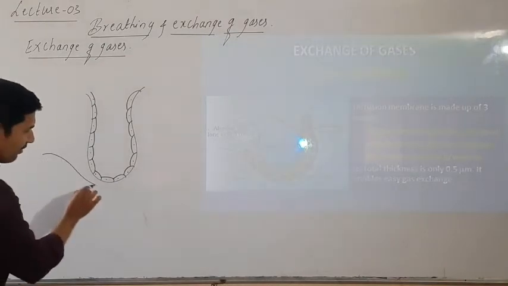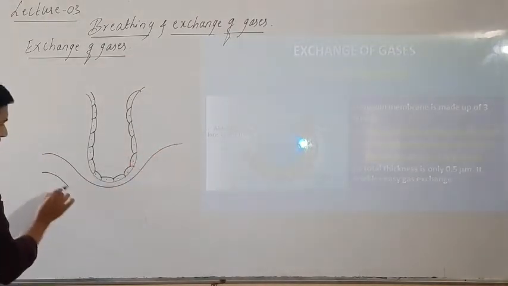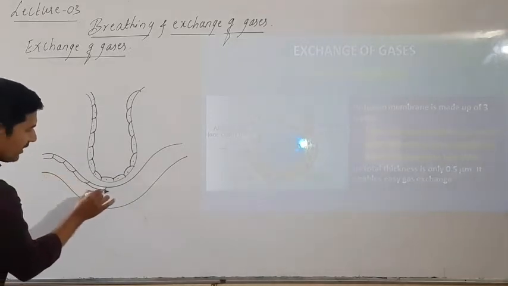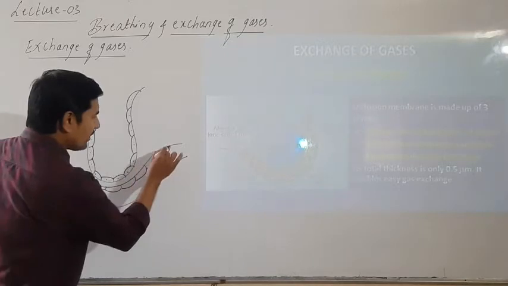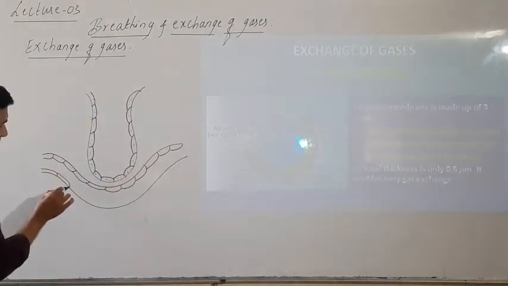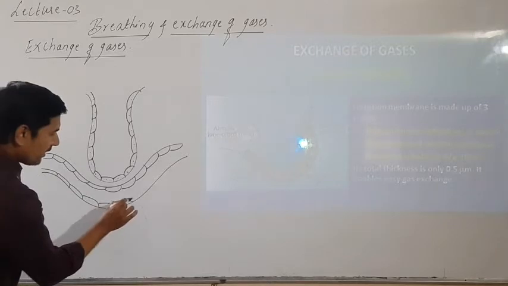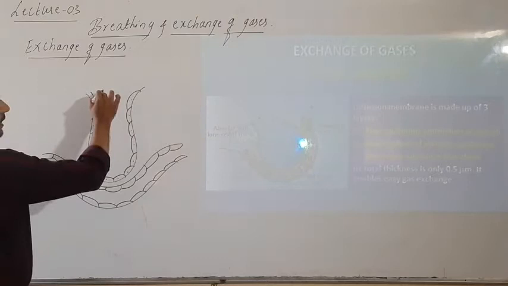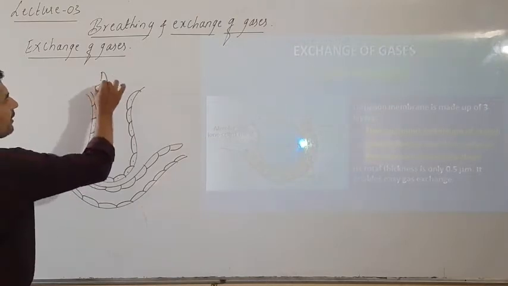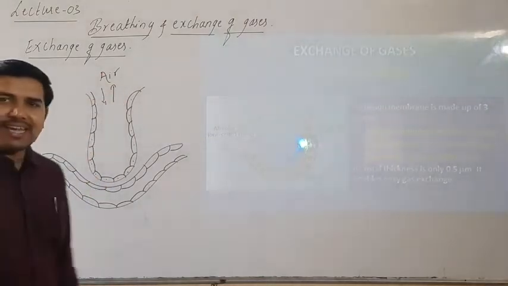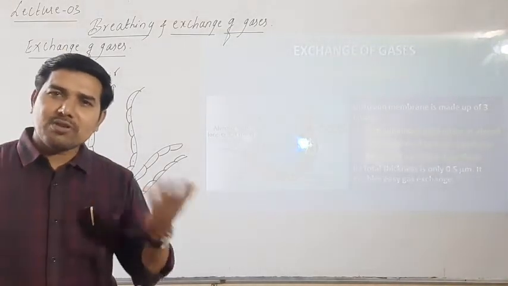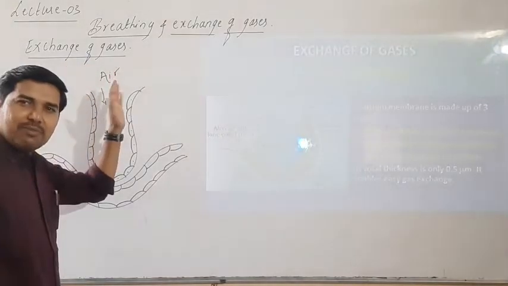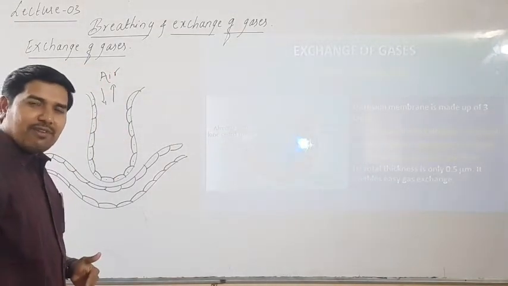Then this side we have the blood vessel. We call it a blood capillary, which comes to the lungs and brings the deoxygenated blood. Okay. Now this is the alveoli, and here air will enter. Air is the common term, that may be oxygen or it might be carbon dioxide. So oxygen will enter, carbon dioxide will leave. That means air will enter into the alveoli.